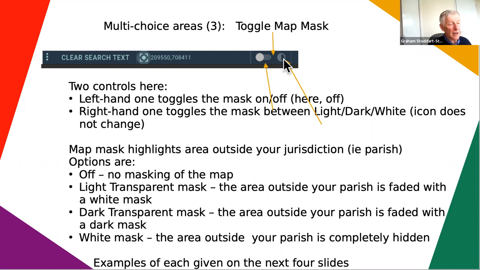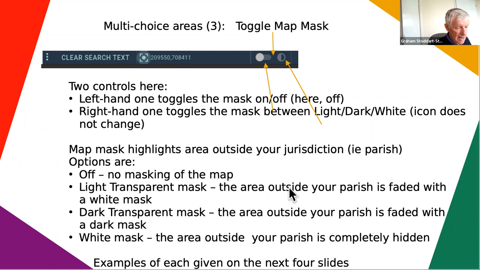And the icon doesn't change. It's not like the one we just looked at. This always stays the same black and white icon, but clicking on it will change what you see. And you have the option of being off, in which case there's no map masking. You can't see anything different from usual. The map just behaves as you've always been used to. If you turn it on and then you're in light transparent mask, you'll see that areas outside your parish are slightly faded from the parish itself. It's not always easy or obvious to see this, but it does happen.